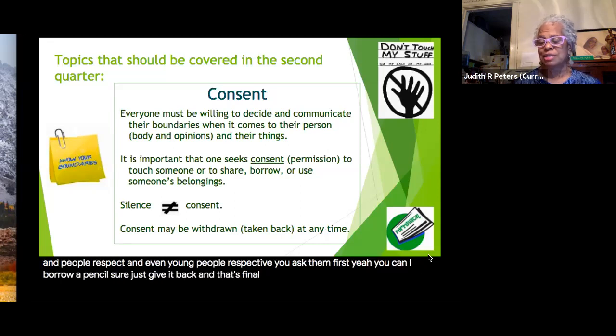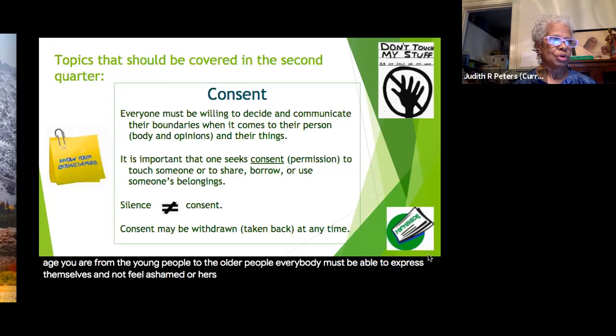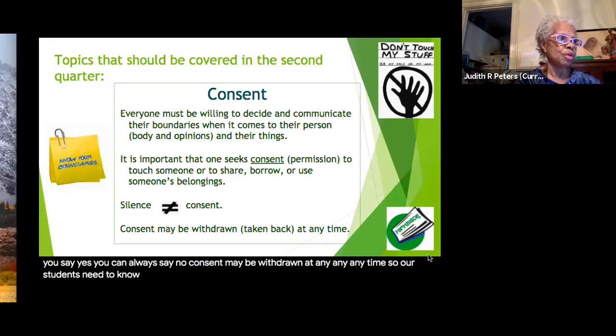And then silence does not equal consent, no matter what age you are. From the young people to the older people, everybody must be able to express themselves and not feel ashamed or coerced or threatened in any kind of way. And then once you say yes, you can always say no. Consent may be withdrawn at any time. So our students need to know more about that, because a lot of them don't know that. And a lot of them don't understand what that means.